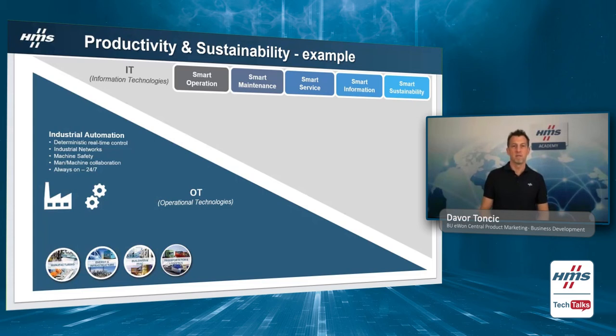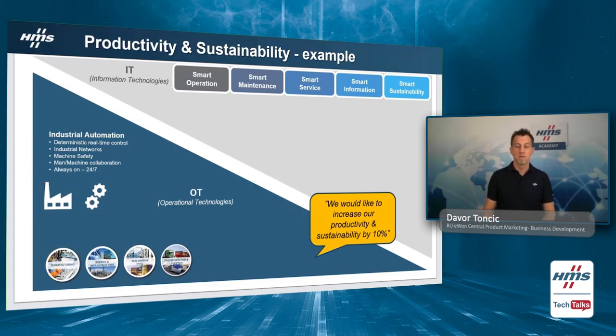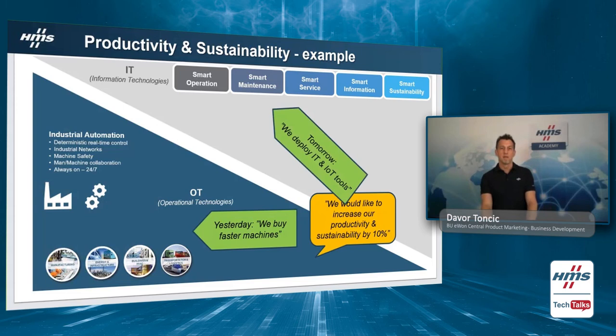The main reason is to increase productivity and sustainability within the manufacturing industry. Previously, if we said we would like to increase our productivity and sustainability by 10%, we would buy faster machines. What we try to do now is utilize the same type of machines, but use IT or IoT tools to create services like smart operation, smart maintenance, and so on.